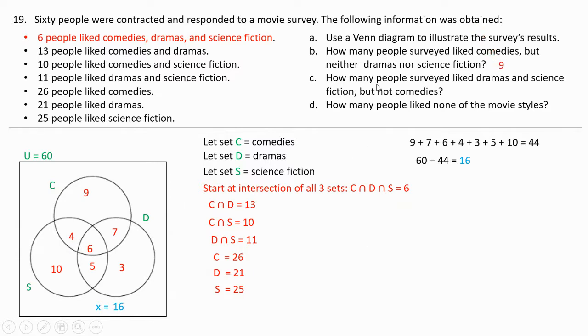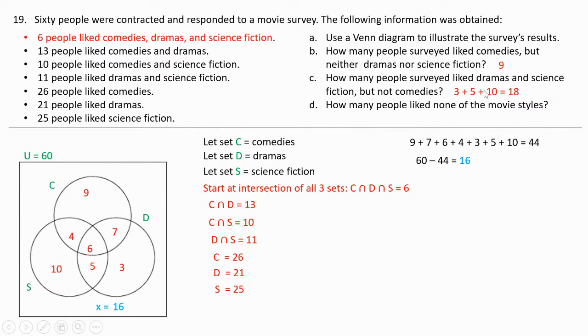Okay. For part C, how many people surveyed like dramas and science fiction, but not comedies? Let me see how many people surveyed like dramas and science fiction, but not comedy. Oh, no, hold on. It'll be, oh yeah, it's right here. It'll be 3 plus 5 plus 10, right? Not these right here, so it's going to be all these in the bottom here.